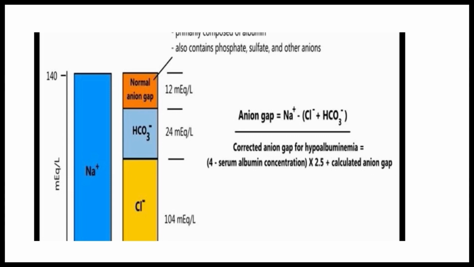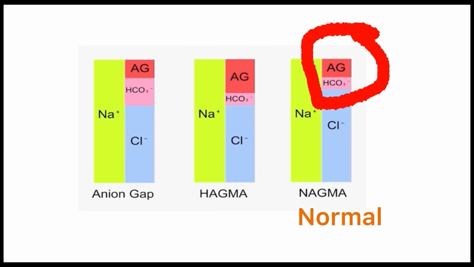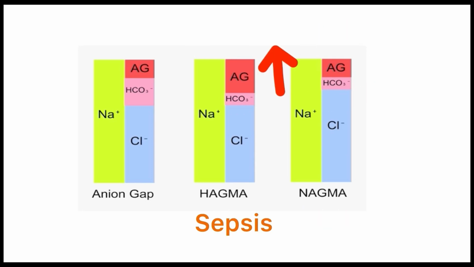And why do we want to calculate this value? Because in a lot of conditions, this anion gap value can be high or normal or low. For example, in sepsis, this will be high. In diarrhea, it will be normal, and in some toxicity and in many other conditions, it can be very low.